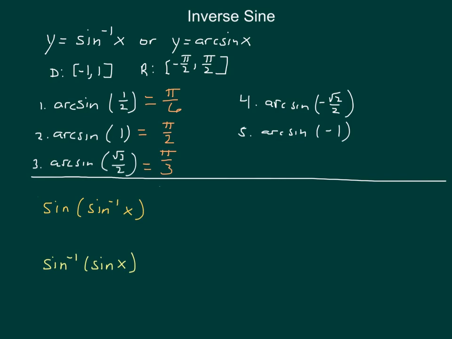Now, let's go to number 4, arc sine of negative square root 2 over 2. When we look at this, these particular angles that we have here are really the right half of the unit circle.